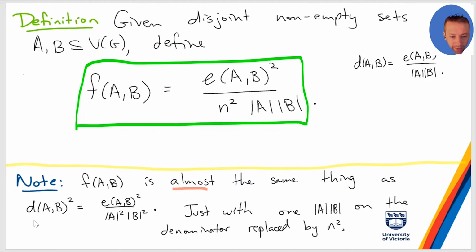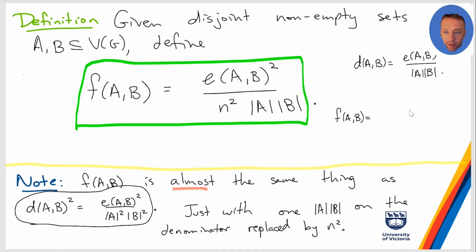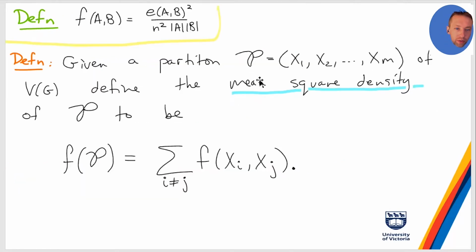If I square the density, I just get this, right? So it's really the same thing as the square of the density, except that one of the |A| times |B| on the bottom gets replaced by n squared. In other words, f(A,B) is the same thing as the density squared times |A| times |B| over n squared. So now this f function is going to give us a way of measuring how good a partition is.